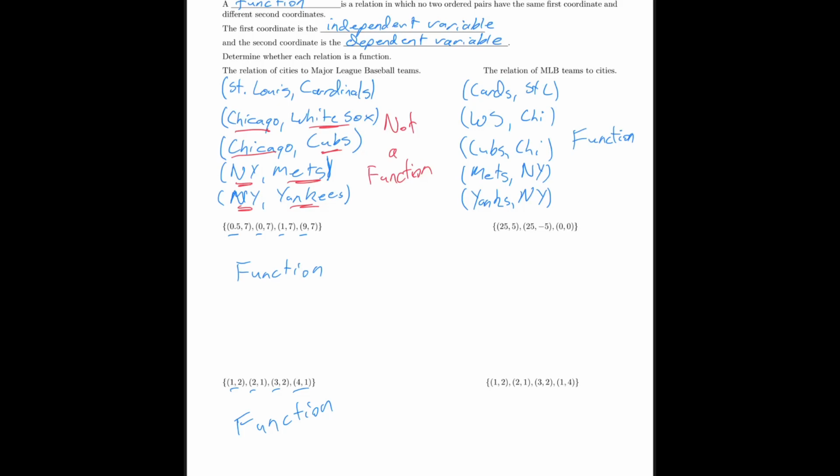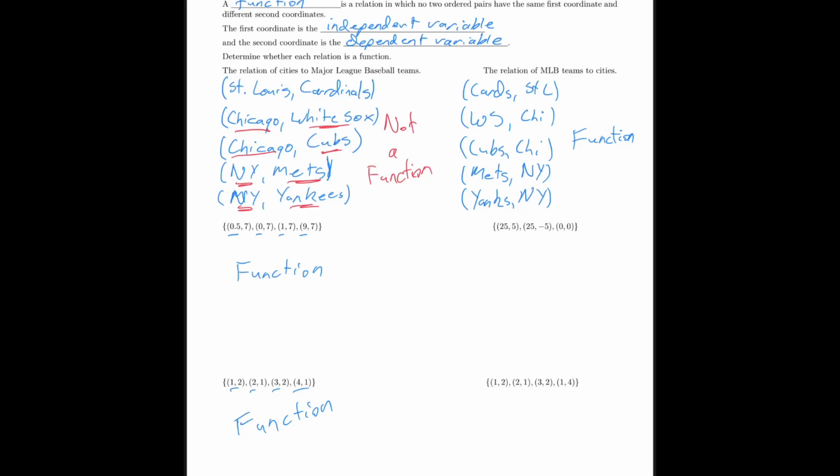Whereas if I tell you, okay, I'm thinking of the Cardinals, or if I tell you I'm thinking of the White Sox and I ask you what city they're from, you can tell me with 100% certainty which city they're from. Now, if you're not a baseball fan, you might have to look it up, but you would still be able to tell me with the pertinent information exactly which one I'm thinking of. So that's the difference between a function and not.